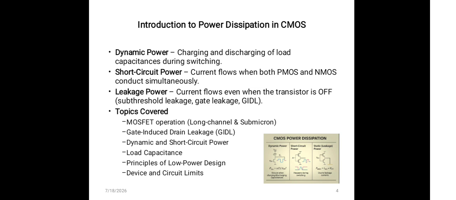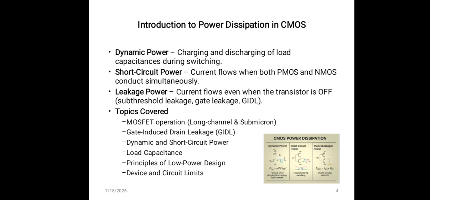The first source of power dissipation in CMOS circuits is dynamic power dissipation. Dynamic power is consumed when the output of a CMOS circuit changes from logic 0 to logic 1 or vice versa, that is, from logic 1 to logic 0.